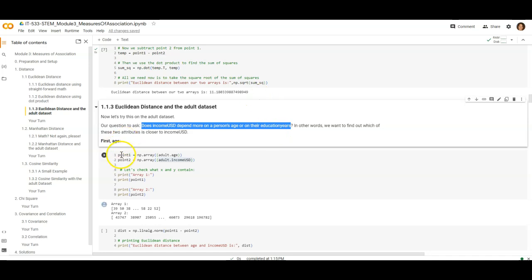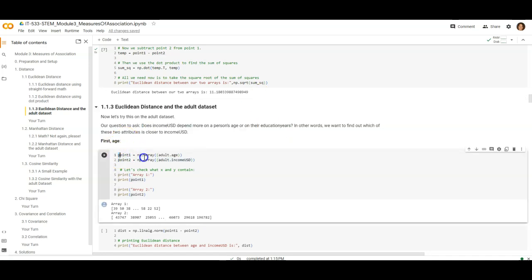The shorter distance means that the attributes are more closely related. Let's get started. We're going to set up our NumPy arrays as we did before with our dot product calculation. Here, adult age and adult income USD. And then I've already done this here. We're checking the arrays for point 1 and for point 2. I'm going to do this again.